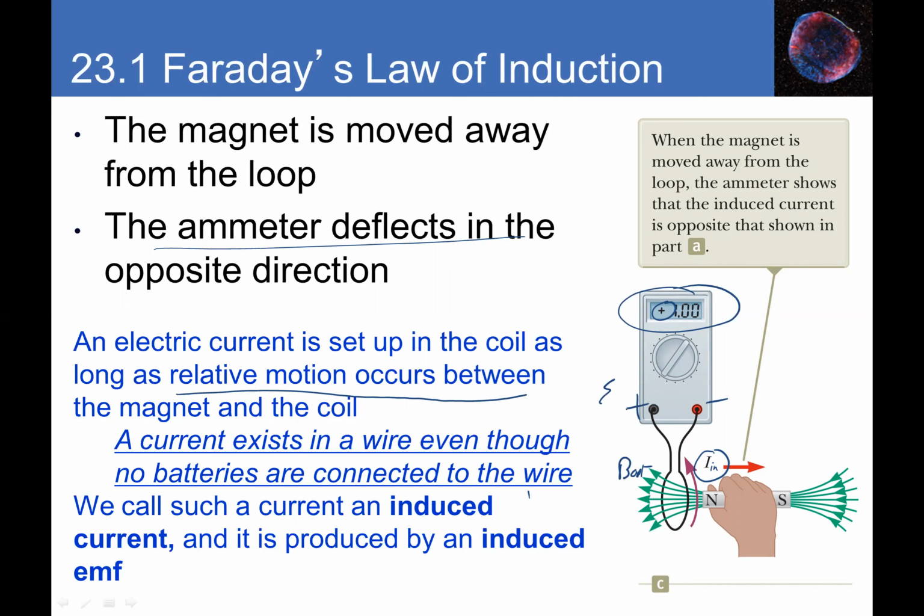But then we can say that there's an EMF. Remember, EMF means that there's a potential difference between the positive and negative ends of a wire, and it drives the current. That means the current here is due to that induced EMF. So that's why we call such current induced current, and it is produced by induced EMF. In a way, you can say that when you are moving the magnet, it produces a potential difference between the ends of the conductor, and there is an EMF established, which then drives the current.